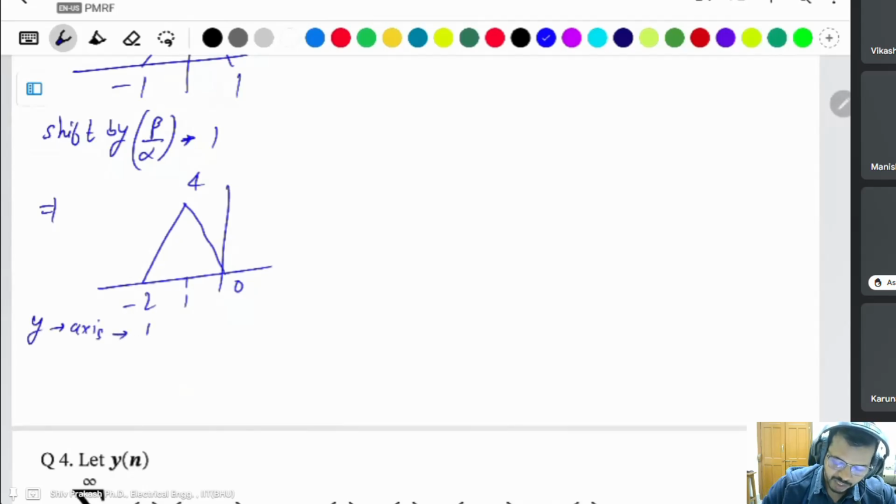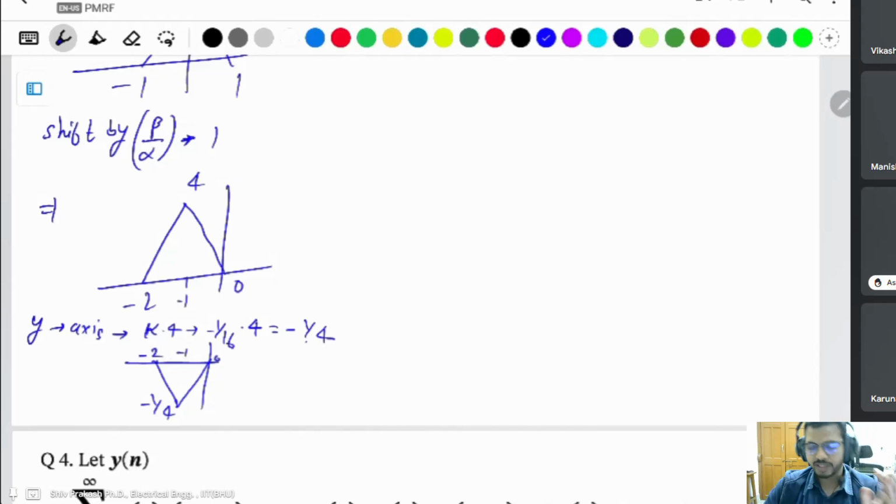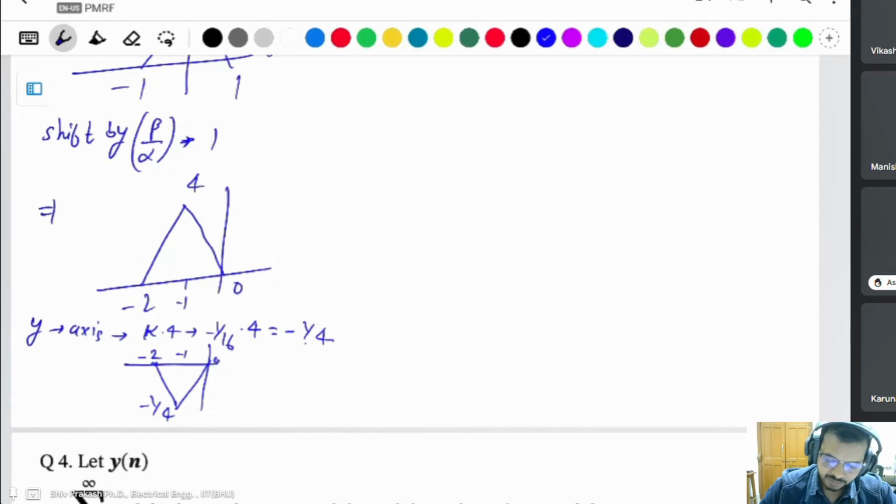Then after you apply the y-axis operation, y-axis is multiplied by k into 4, where k is 1 by 16 into 4, so this will be minus of 1 by 4. See this signal, the same signal shifted towards the downside, it will be minus 1 by 4. The x-axis operation is the same, because the y-axis operation does not affect the x-axis operation, and the x-axis operation never affects the y-axis operation.